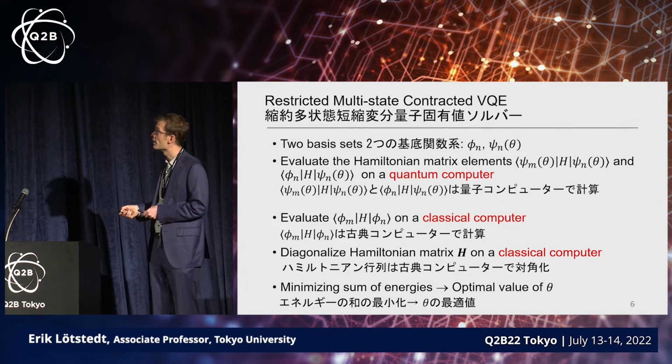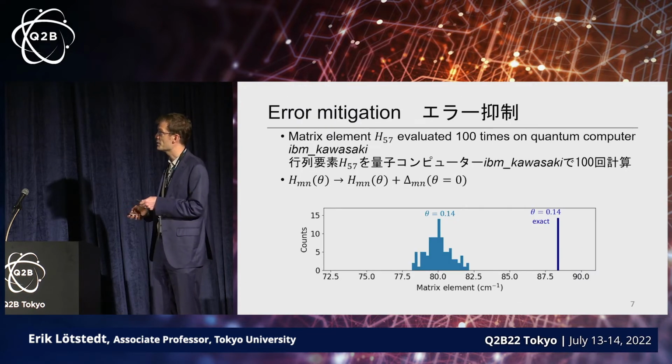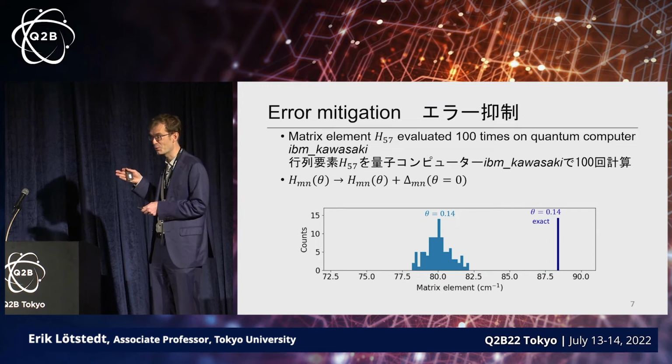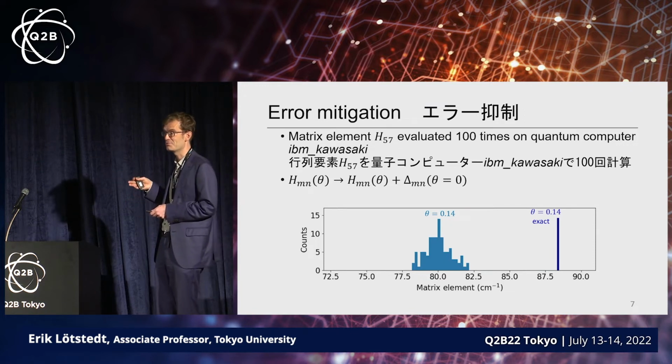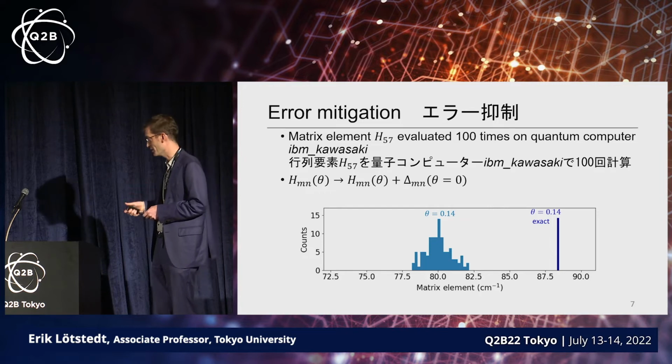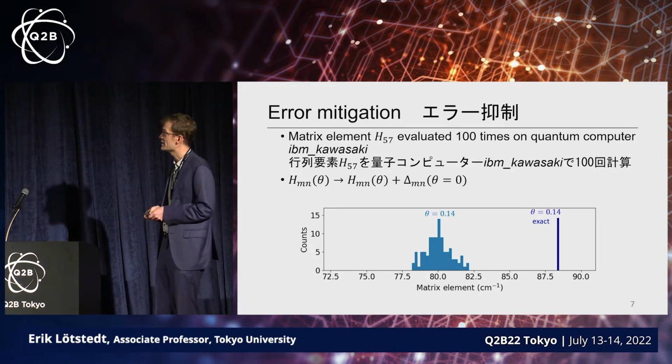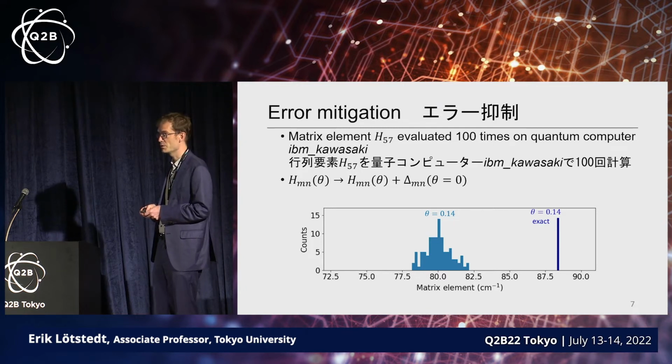Then, what about the error mitigation? To actually get something which agrees more or less with the reference result, we have to correct these matrix elements which we calculate on the quantum computer. The view graph I show here is one of the matrix elements evaluated on IBM's quantum computer, the IBM Kawasaki machine, which was installed last year in Shin Kawasaki.